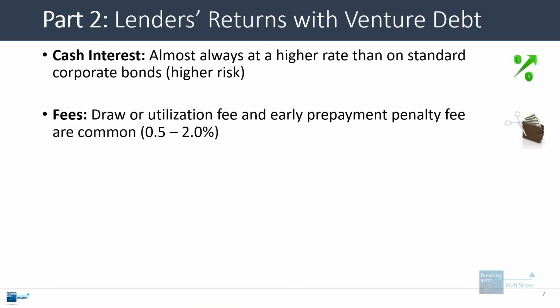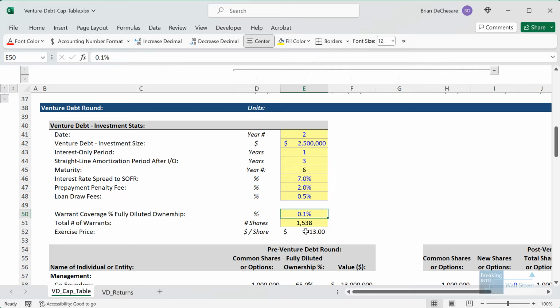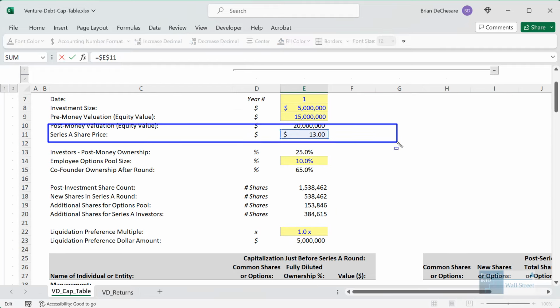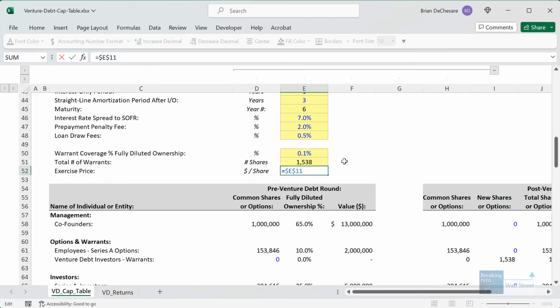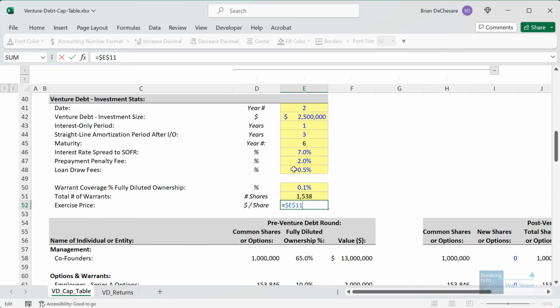There's also warrants, and usually these are well under 1% of the fully diluted shares in the company. So they might be 0.1% or 0.2%. In this case, it's 0.1%, and so that results in 1,538 warrants for the venture debt investors. The exercise price of the warrants is based on the share price in the previous round. We went through how to calculate that share price in our cap table tutorial. It could also be based on the share price in the next round, but obviously, usually the lenders want it to be the lower price in the previous round so they earn more when these actually become exercisable upon exit.